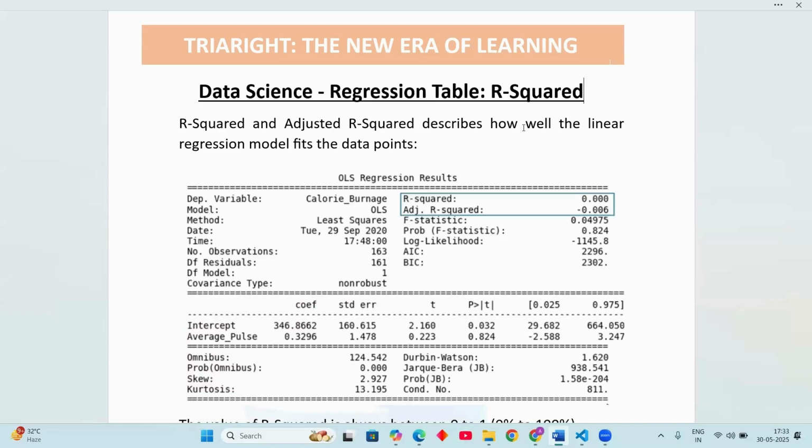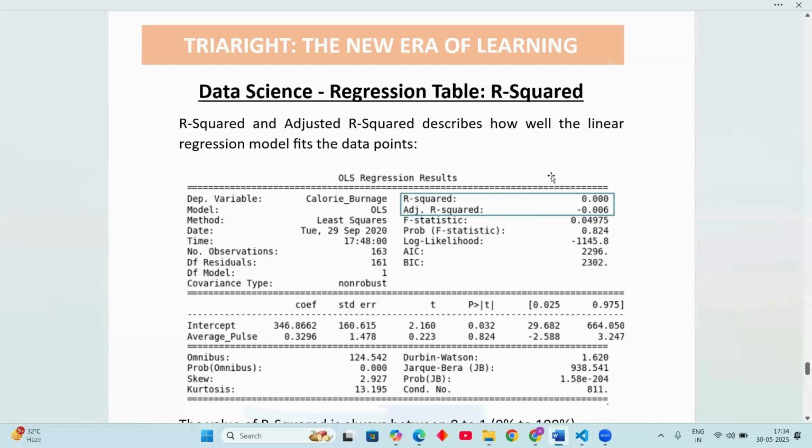Now, moderate R squared. It means the value lies in the range of 0.3 to 0.7. In between these points, it is measured as a moderate R squared. So the model explains some variance, but needs more importance.